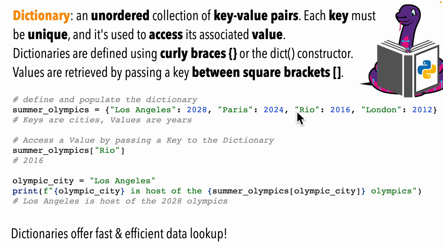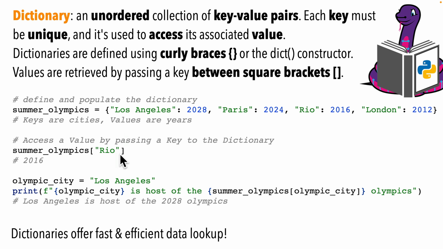Now you define the dictionary with curly braces around all the key value pairs. The keys and values are separated by colons, and the pairs are separated by commas. See here, city colon year, comma, city colon year, comma, city colon year, comma, city colon year, and everything is surrounded by curly braces.